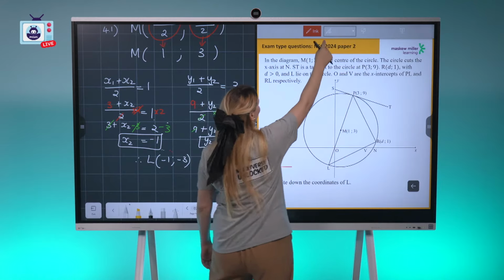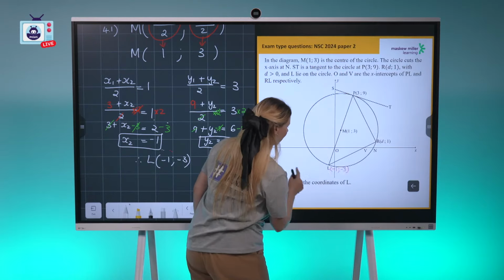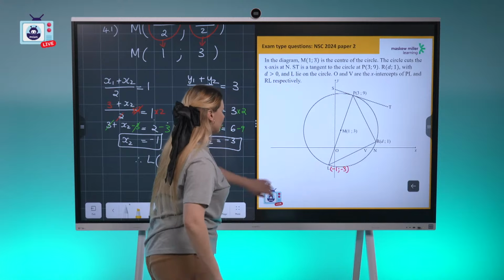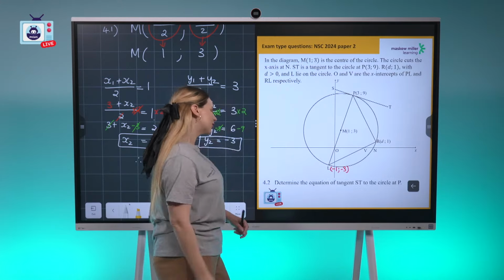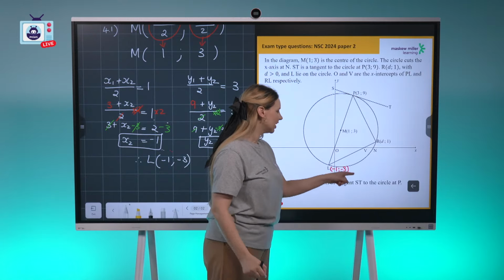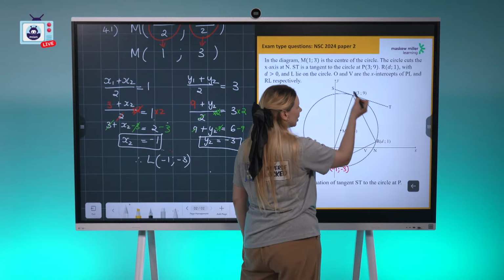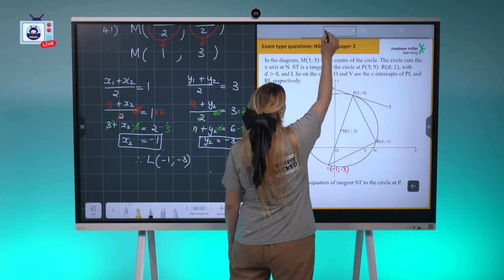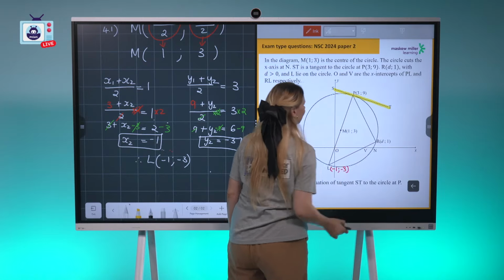All right, so now let us go to the next question. We now know that L is (-1; -3). Going to the very next question, which is: determine the equation of the tangent ST to the circle at P. So we're looking for the equation of the tangent ST. I'm just going to highlight ST. So that is this line over here, right?